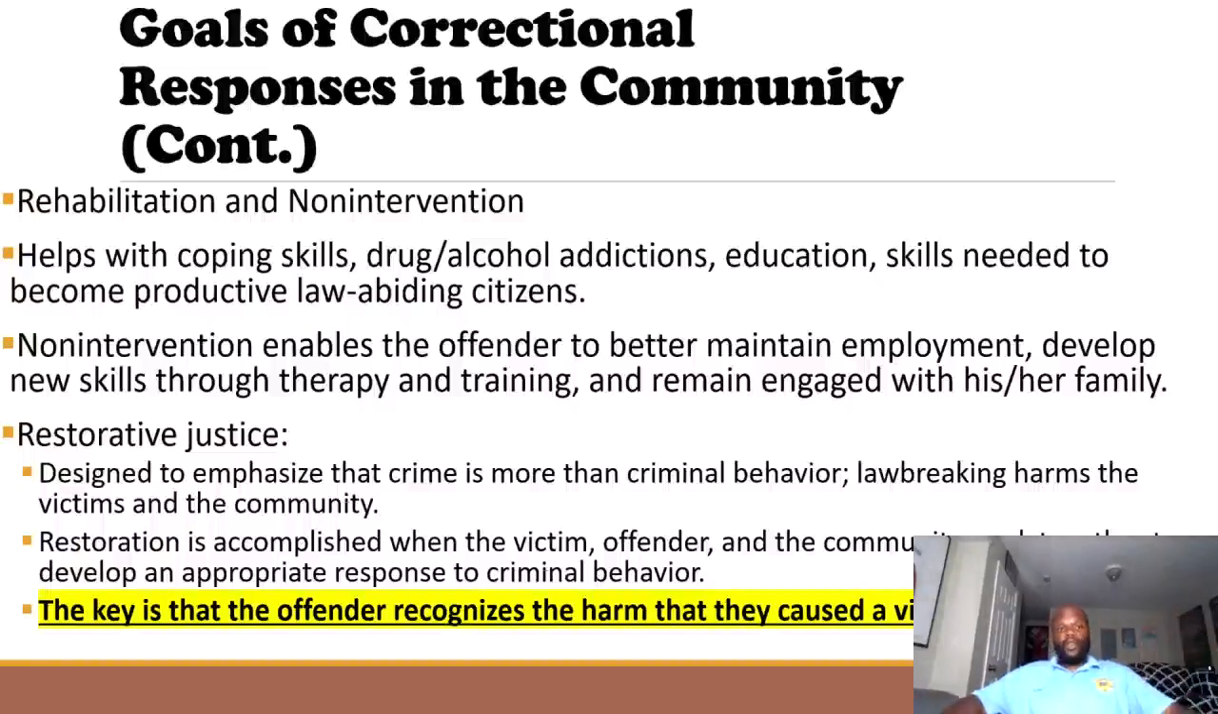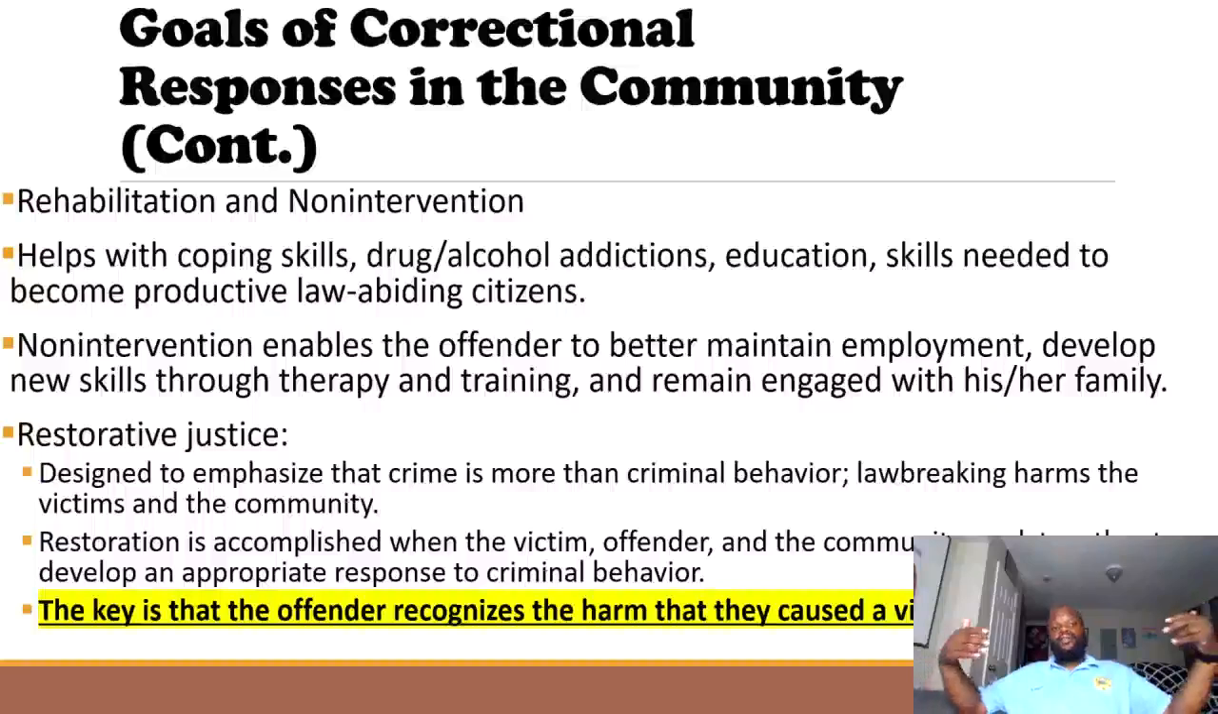It's unfortunate that he's no longer there, and they've completely disbanded this group since I left law enforcement almost 8-9 years ago. But restorative justice is an opportunity for all parties to come together. The victim, the offender, the community, they all come together to come up with an appropriate response to the criminal behavior. The key in restorative justice is that the person recognizes the harm they caused the victim. If they don't realize that they caused harm, restorative justice doesn't work.